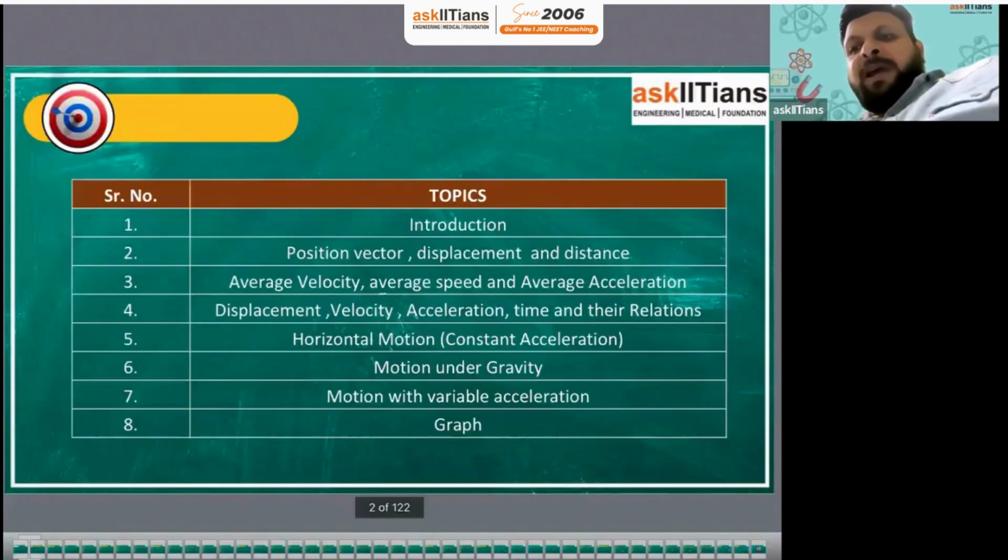Now, in this chapter, we will cover topics like introduction, position vector, displacement and distance, average velocity, average speed, and average acceleration. Displacement, velocity, acceleration, time and their relations, horizontal motion which is having constant acceleration, motion under gravity, motion with variable acceleration, and their graphs. So let's start.